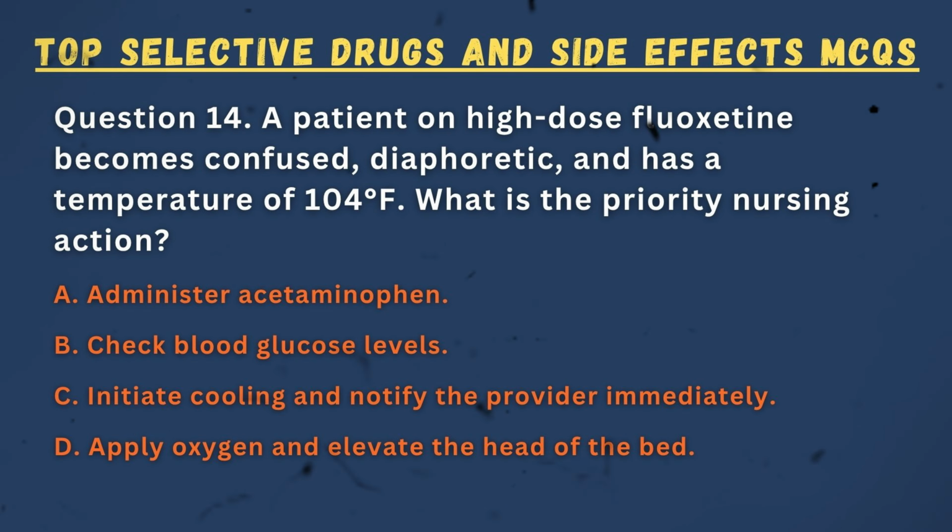Question 14. A patient on high-dose fluoxetine becomes confused, diaphoretic, and has a temperature of 104 degrees Fahrenheit. What is the priority nursing action? A. Administer acetaminophen. B. Check blood glucose levels. C. Initiate cooling and notify the provider immediately. D. Apply oxygen and elevate the head of the bed.